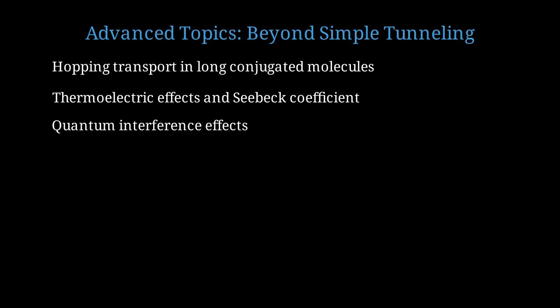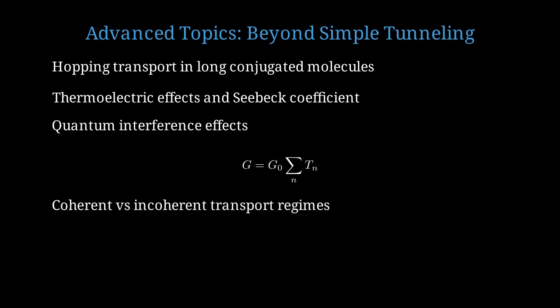Quantum interference can dramatically suppress or enhance conductance, depending on how the molecular orbital structure couples to the electrodes. Destructive interference can make conductance orders of magnitude lower than expected. The total conductance is given by G equals G0 times the sum of transmission probabilities Tn, where G0 is the quantum of conductance and the sum is over all available transport channels. We distinguish between coherent transport, where phase information is preserved, and incoherent transport, where scattering destroys phase coherence. The crossover between these regimes is an active research area.